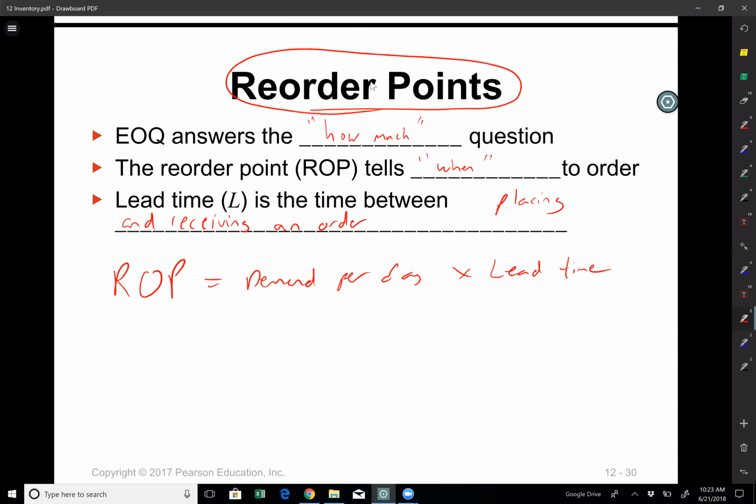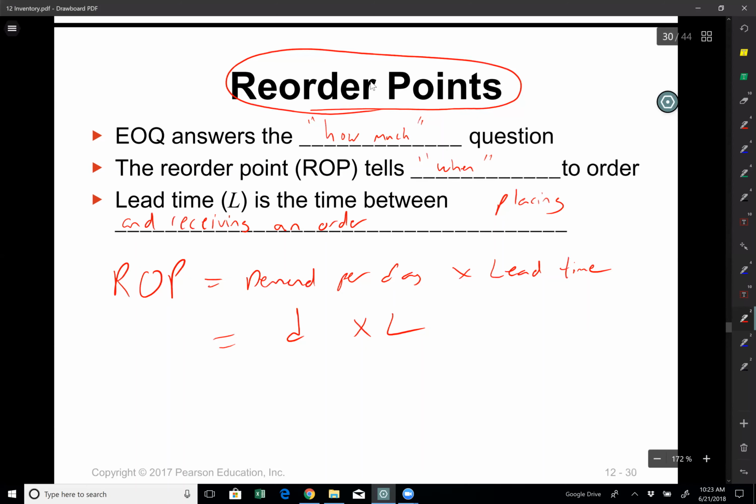if you are going to order toilet paper again, and you use one toilet paper per day, and it takes you 3 days to receive your toilet papers, you better choose your reorder point to be something greater than 3, because it will take 3 days while you are waiting for your toilet papers to arrive. You will keep consuming it. So if you don't want to run out of toilet paper, you better calculate your reorder point based on your daily demand times lead time, right?